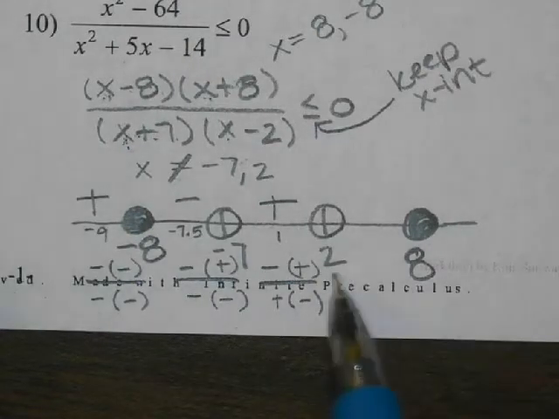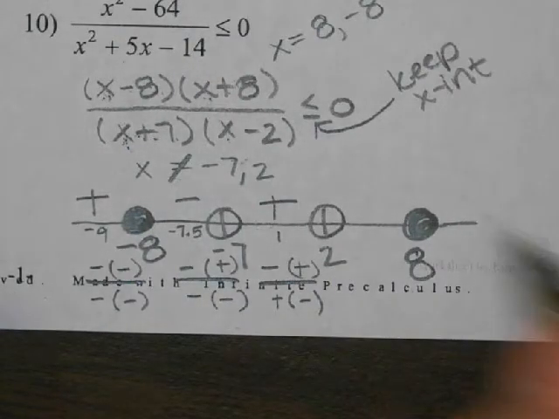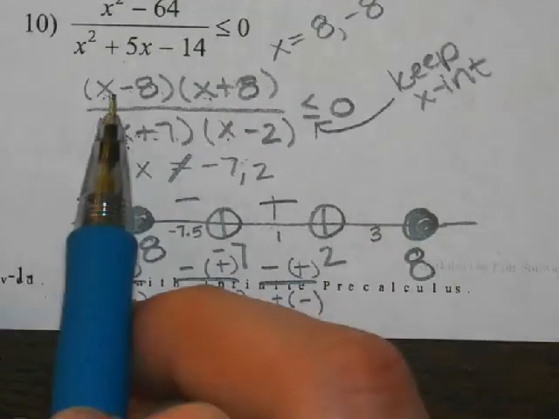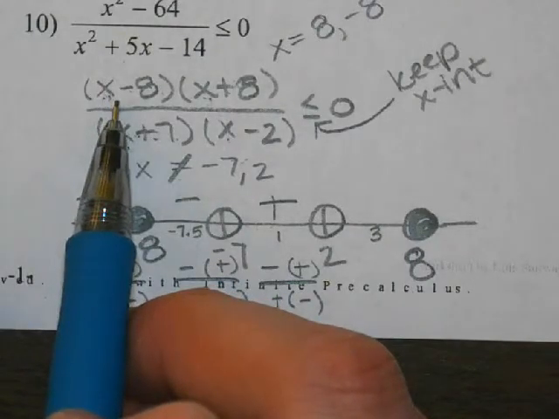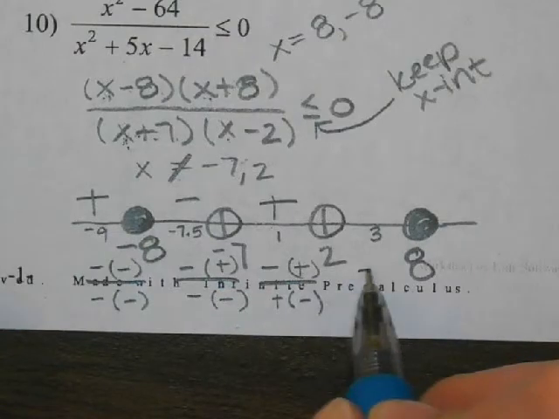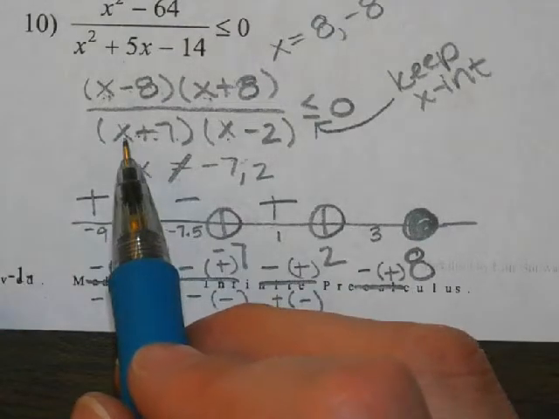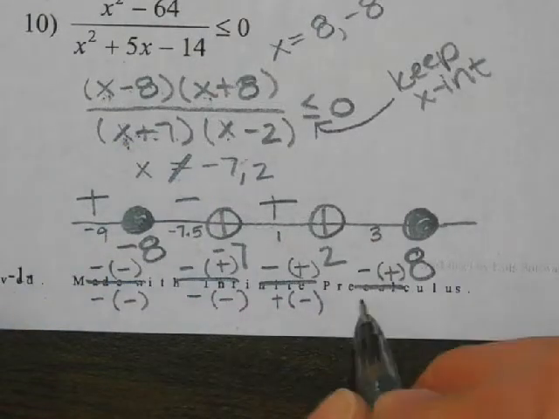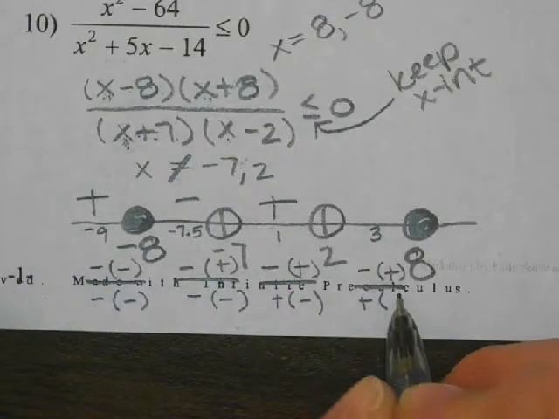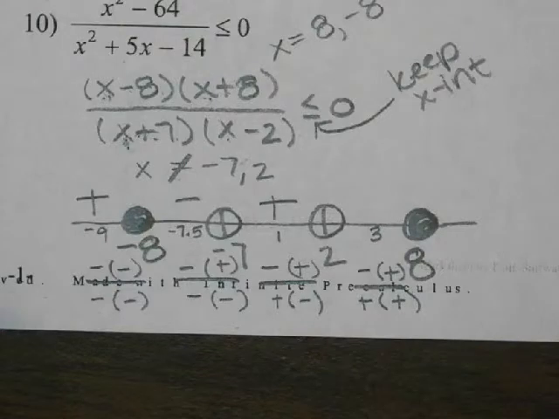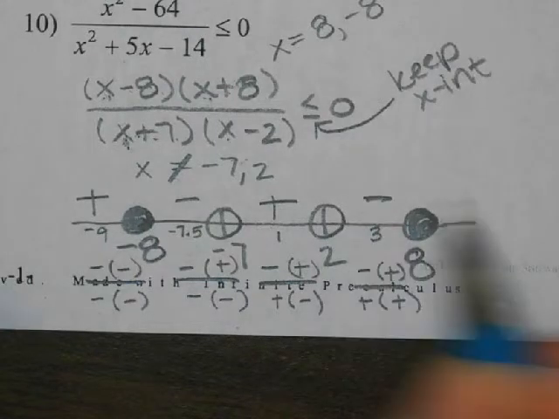All right. Between 2 and 8. 3. So 3 minus 8, negative. 3 plus 8, positive. 3 plus 7, positive. 3 minus 2, positive. So these signs all do negative, okay?